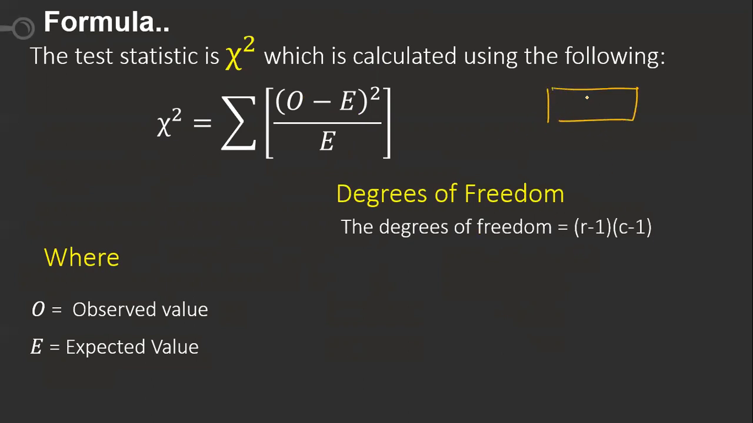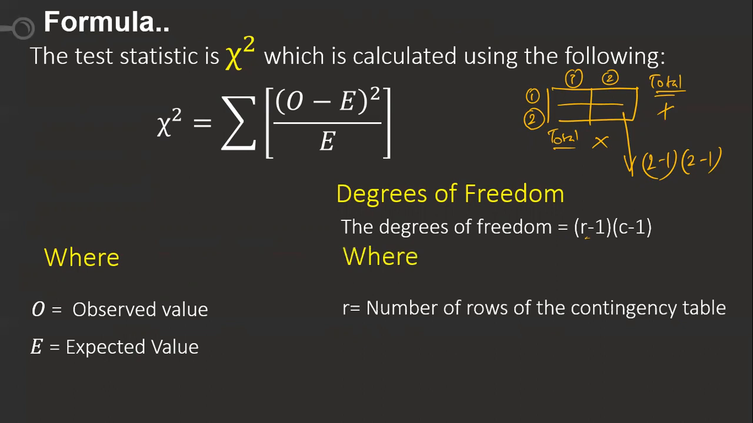For example, suppose I have a contingency table with two rows and two columns. Keep in mind that if a total row and total column are given, we have to omit them. You should not take the total row and total column; wherever the data is, that is the row and column. R is the number of rows and C is the number of columns. Here it is 2 minus 1 and 2 minus 1, which gives 1. Keep this in mind while calculating the chi-square test statistic.